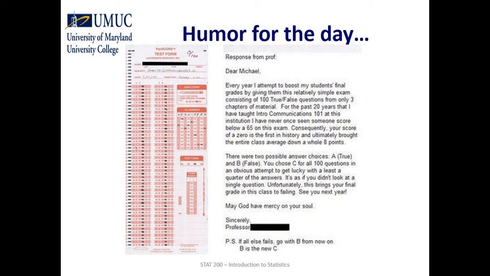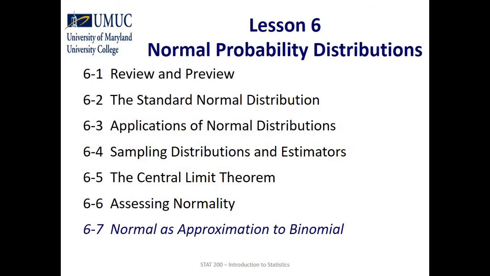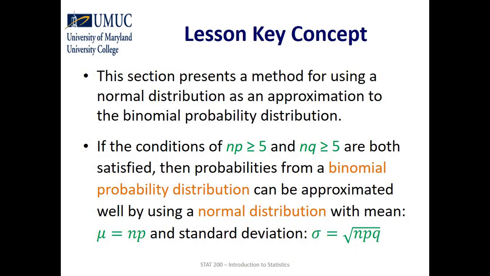Okay, so for the last couple of lectures, we've talked about continuous probability distributions. We're going to continue that today. We're going to talk about actually using a continuous distribution, the normal, to approximate a discrete distribution, the binomial. In this section we're going to talk about some methods for using a normal distribution as an approximation for the binomial probability distribution.